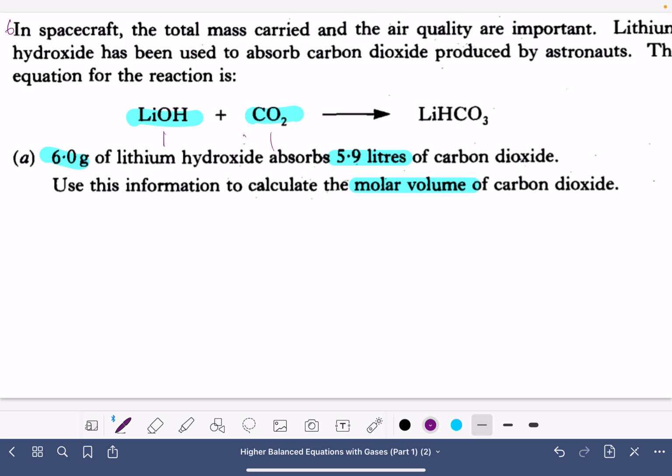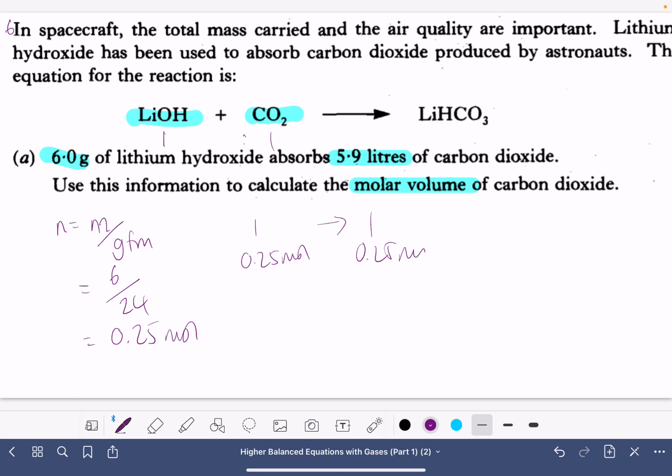So let's find out how many moles of lithium hydroxide we actually have. We do that in the same way. Number of moles is mass divided by gram formula mass. So that's 6 over 24, because lithium would be 7 plus 16 plus 1 is 24. And that comes out as 0.25 moles. So because it's a 1-to-1 ratio, then 0.25 moles would react with 0.25 moles.